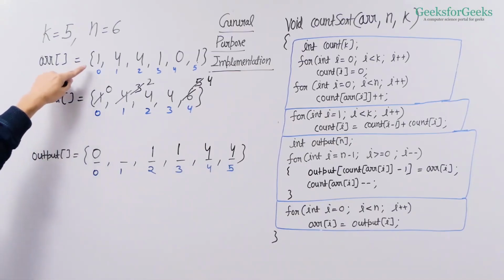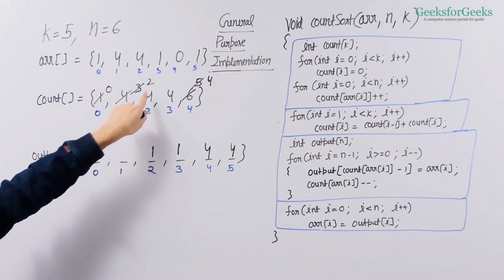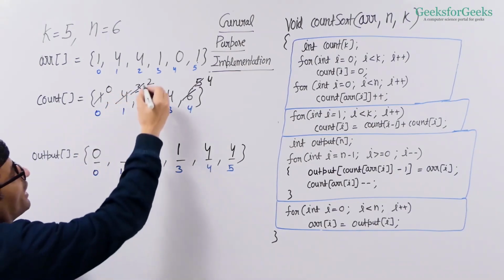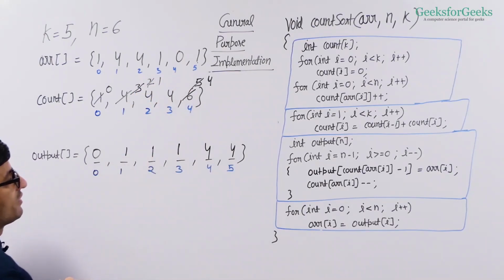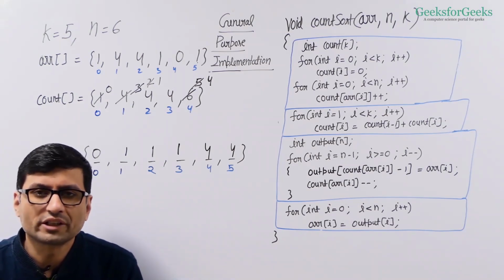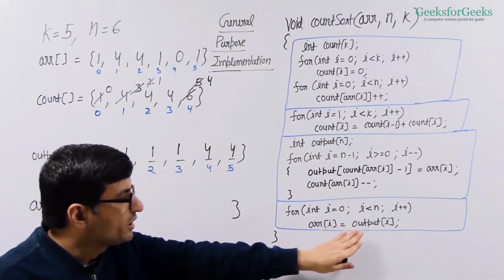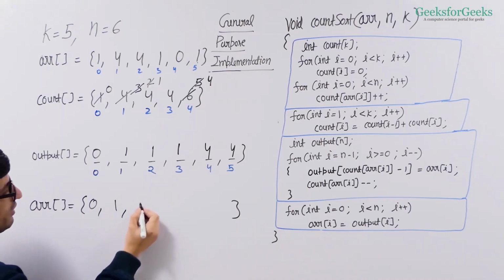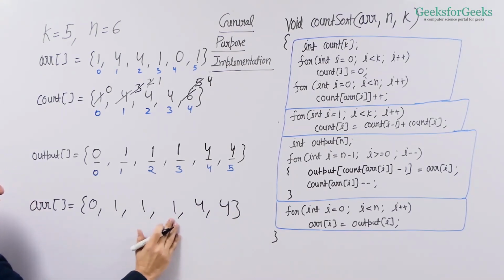Now we go to the next element, which is 1. We use 1 as an index and we get the count as 2, which means it should go to the 2nd position. We reduce its value to 1 and put it at the 2nd position, index 1. And that's how we get our output sorted array. After we have got our output sorted array, we are simply copying this array back to our original array. So our original array becomes 0, 1, 1, 1, 4, 4. And we have got the sorted array.